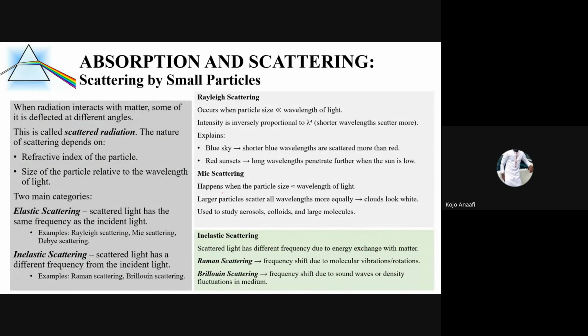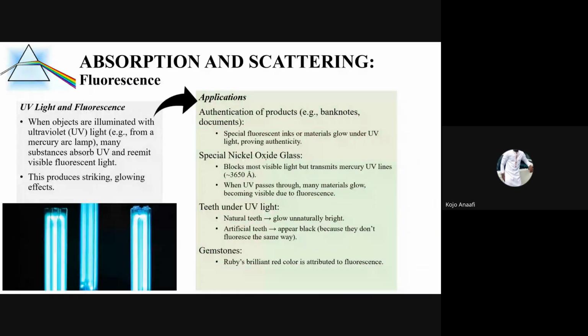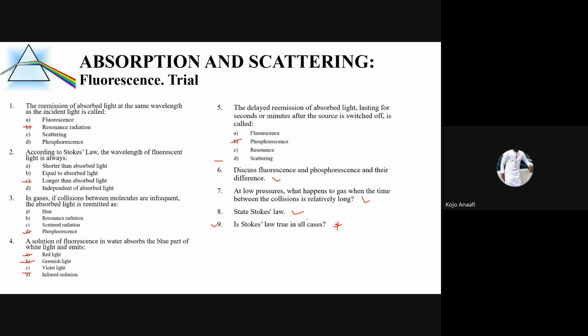Please, I want to ask a question before we proceed. On question 3, it said that in gases, if collisions between molecules are infrequent, the absorbed light is re-emitted as, and the answer we chose was phosphorescence. But is phosphorescence about delayed emission or about infrequent collisions? So you see, when light is absorbed, we spoke about two things that can happen. If after it has gotten excited it collides, the energy is going to be transferred to heat.